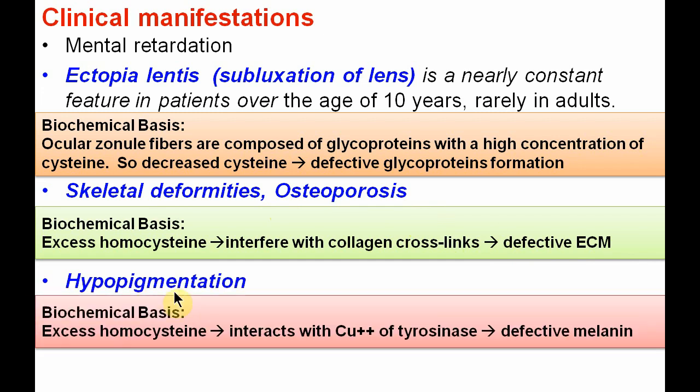Hypopigmentation: the biochemical basis behind it is that excess homocysteine will interact with the copper of the tyrosinase enzyme, which is important for synthesis of melanin. So there is defective melanin formation, which is important for pigmentation. Because of this reason, hypopigmentation is also seen in homocystinuria.